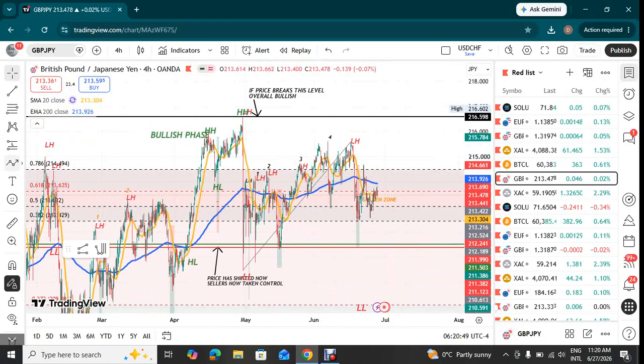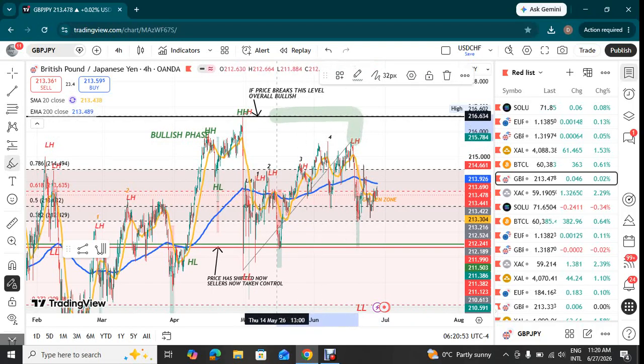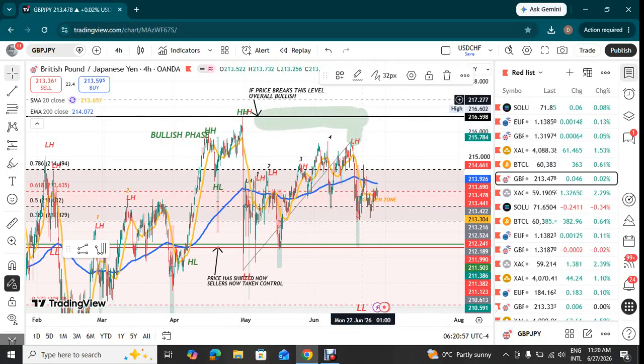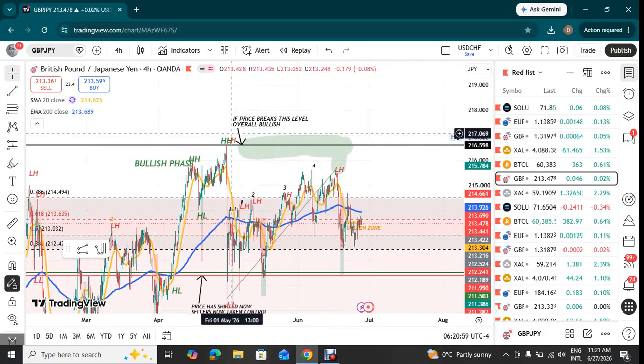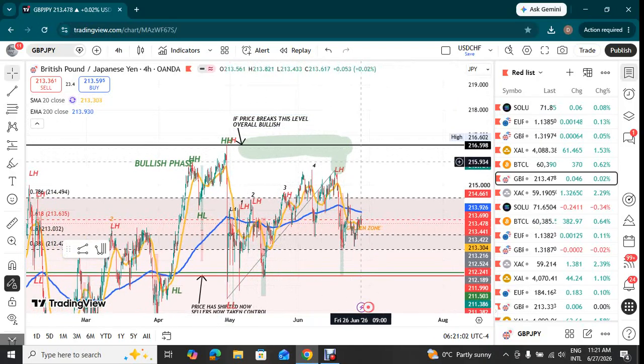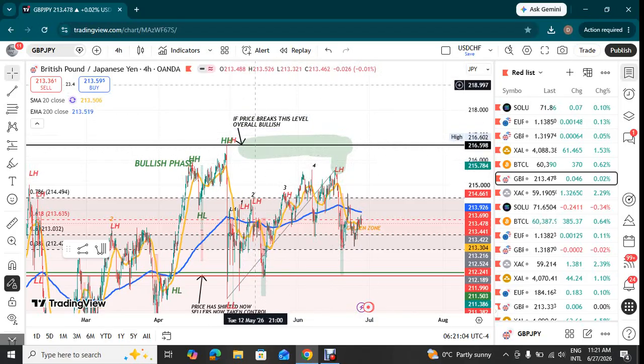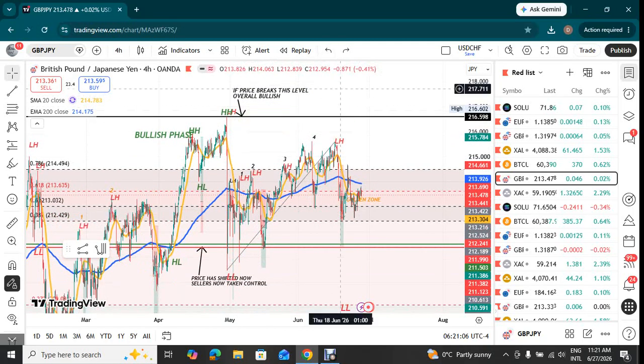Why? The reason is because price has not broken this line. If price breaks this black line which you have here, you can see I tagged it there, I said if price breaks this level, it's going to be overall bullish. So price is still very much beneath the black line, so we are still going to be watching this pair.